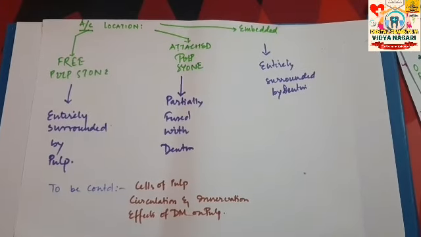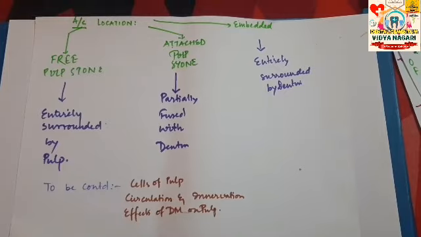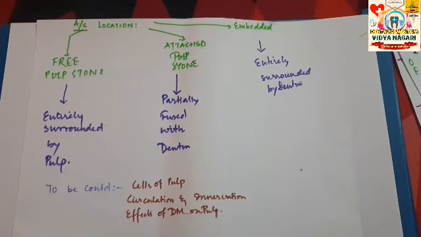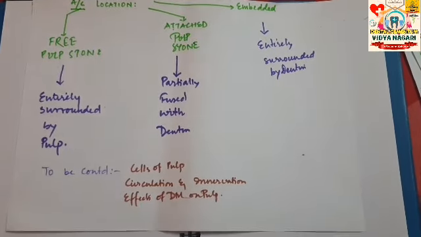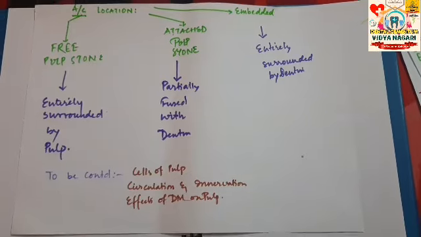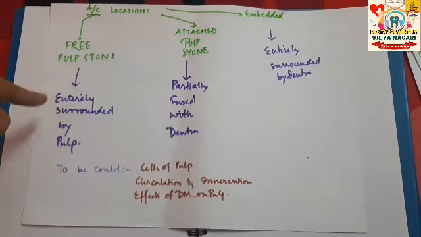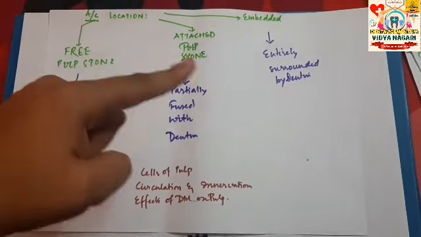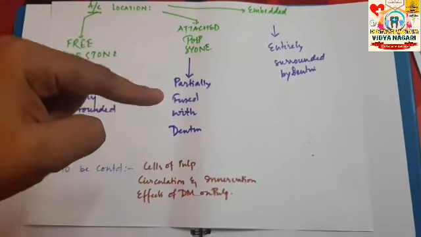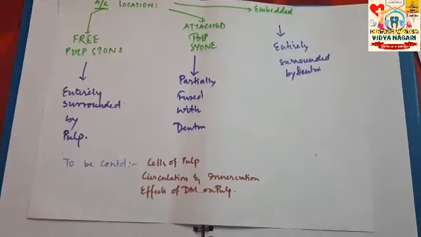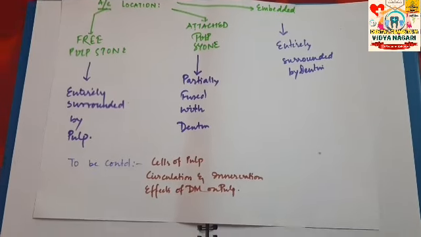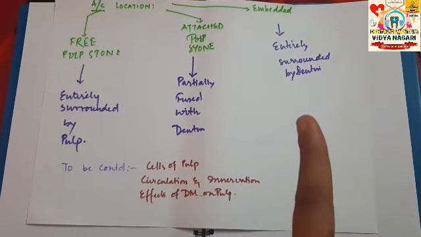The next classification is according to location. According to location, pulp stones can be classified as free pulp stones, attached pulp stones, and embedded pulp stones. Free pulp stones are entirely surrounded by pulp. Attached pulp stones are partially fused with dentin and partially surrounded by pulp. The embedded pulp stones are entirely surrounded by dentin.